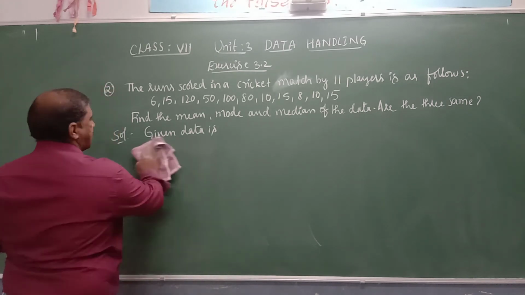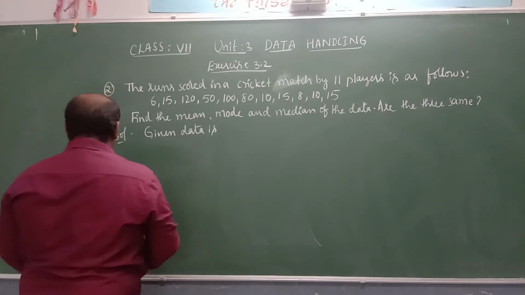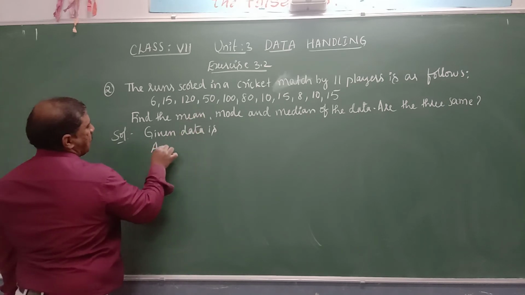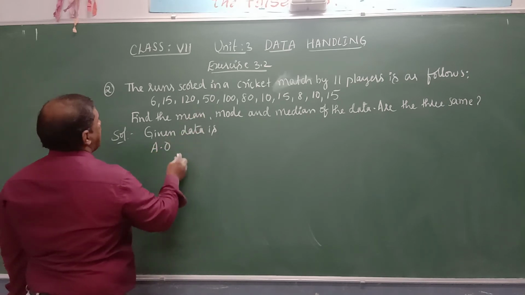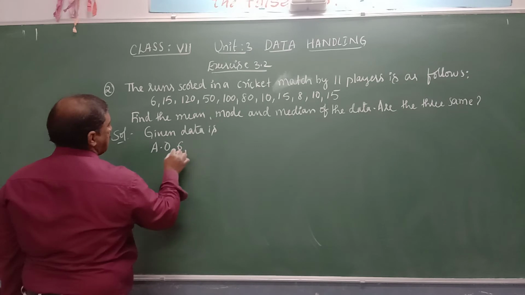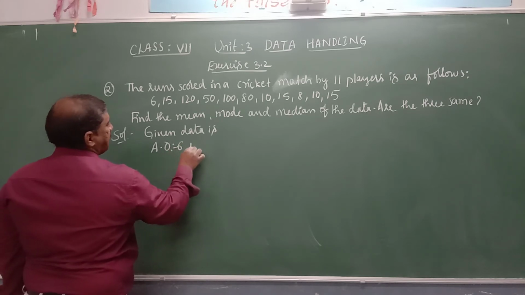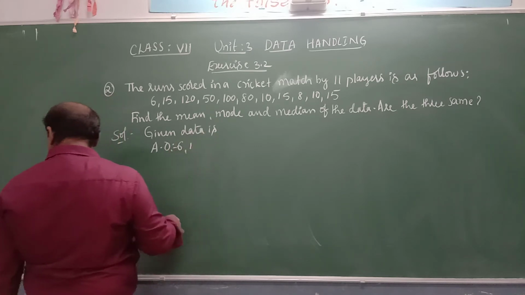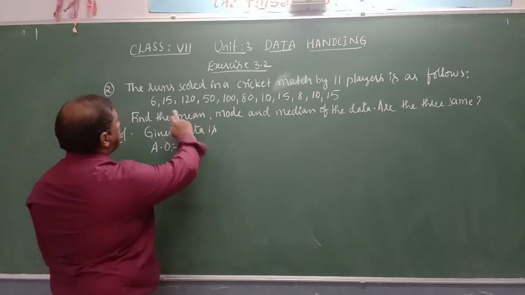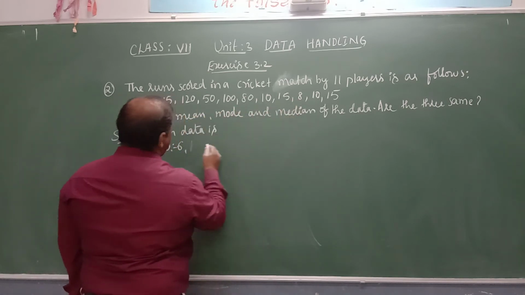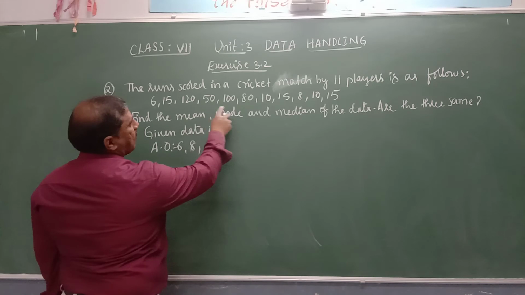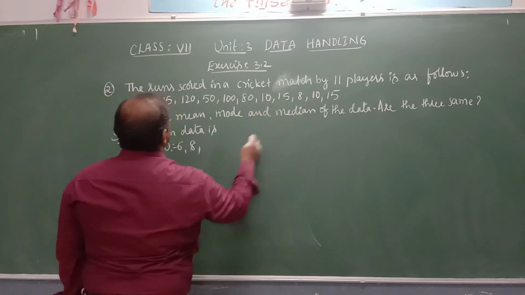So better write this in the increasing order or ascending order. Which is the least? Here is 6, then the least is 6, then which one is it? 8, then we have 10 there 2 times, right?